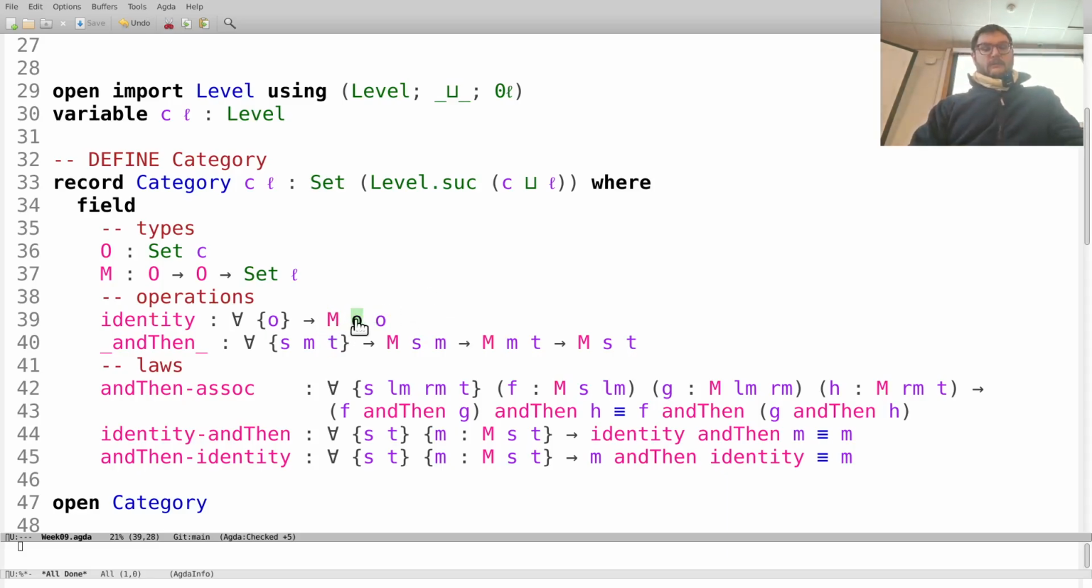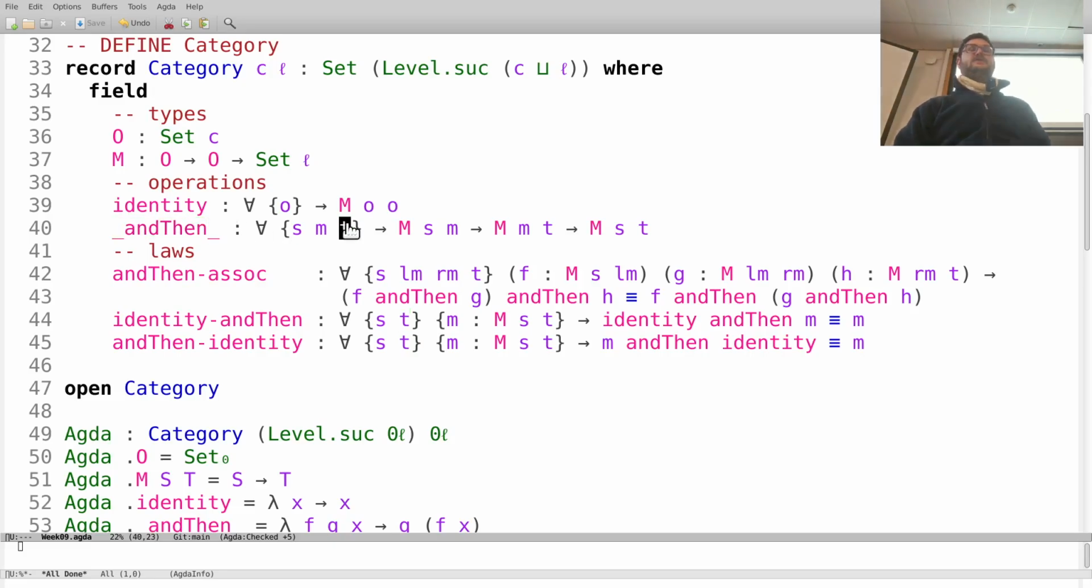So its start point and end point are the same. And there should be one at any point in the graph, basically. And then we have a composition operation, which says that if we can move from the start to the middle and from the middle to the end, or the target, then we can move from the source to the target.